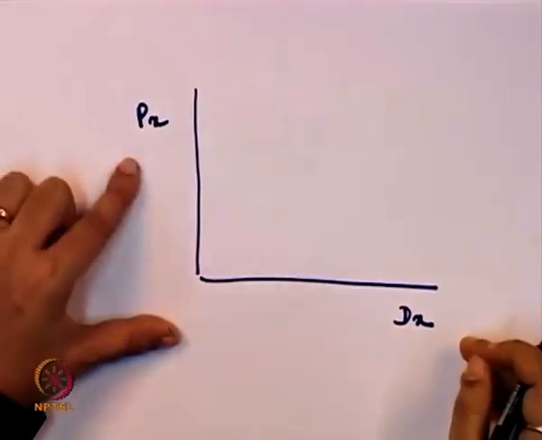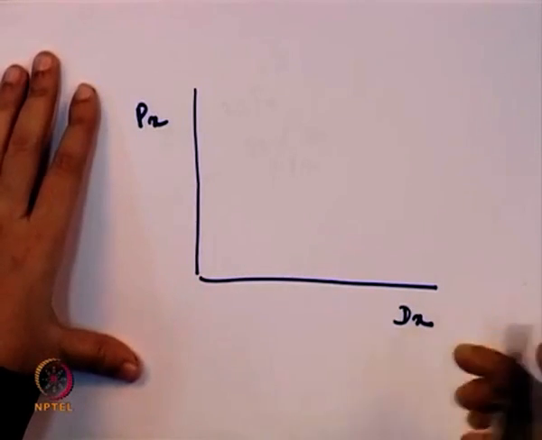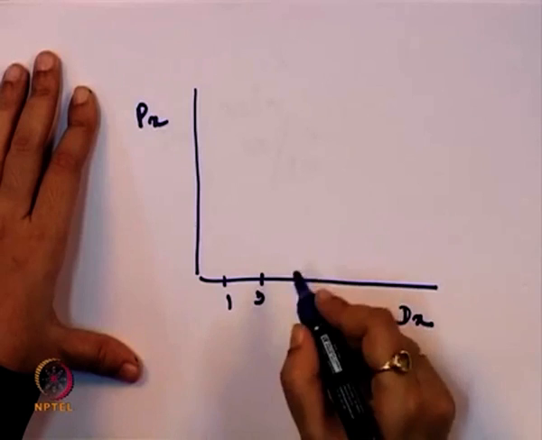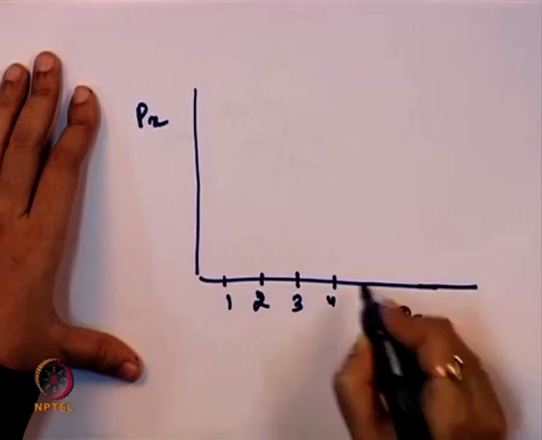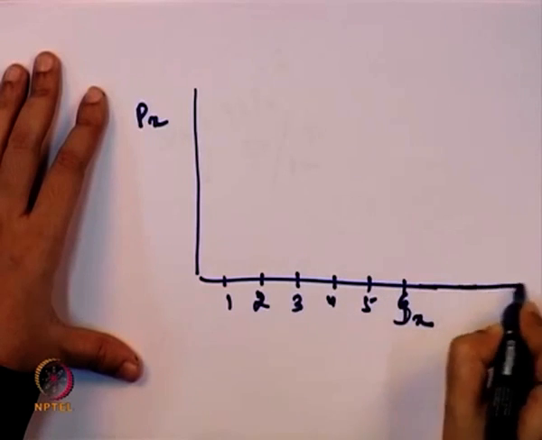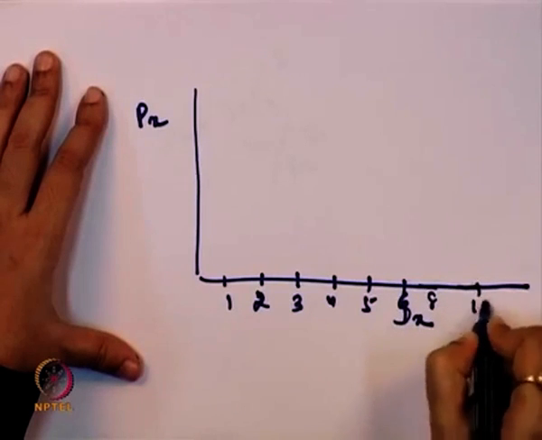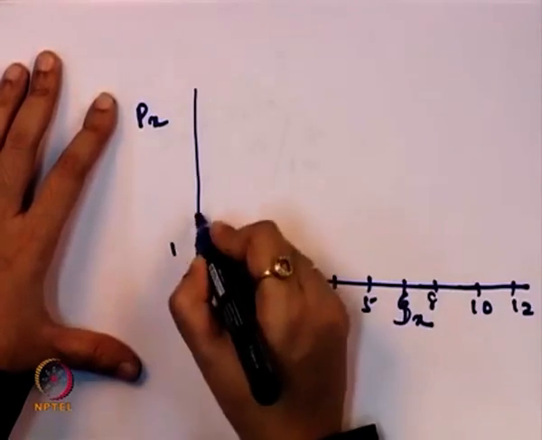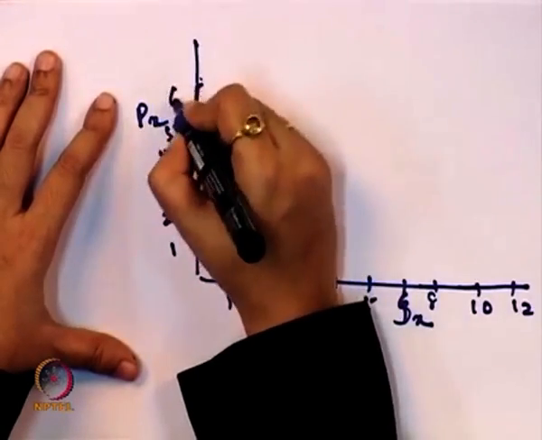We take Px on the vertical axis and Dx on the horizontal axis. So, here we get 1, 2, 3, 4, 5, 6, 8, 10, 12, and so on. And in case of Px, we can say this is 1, 2, 3, 4, 5, 6 and 7.